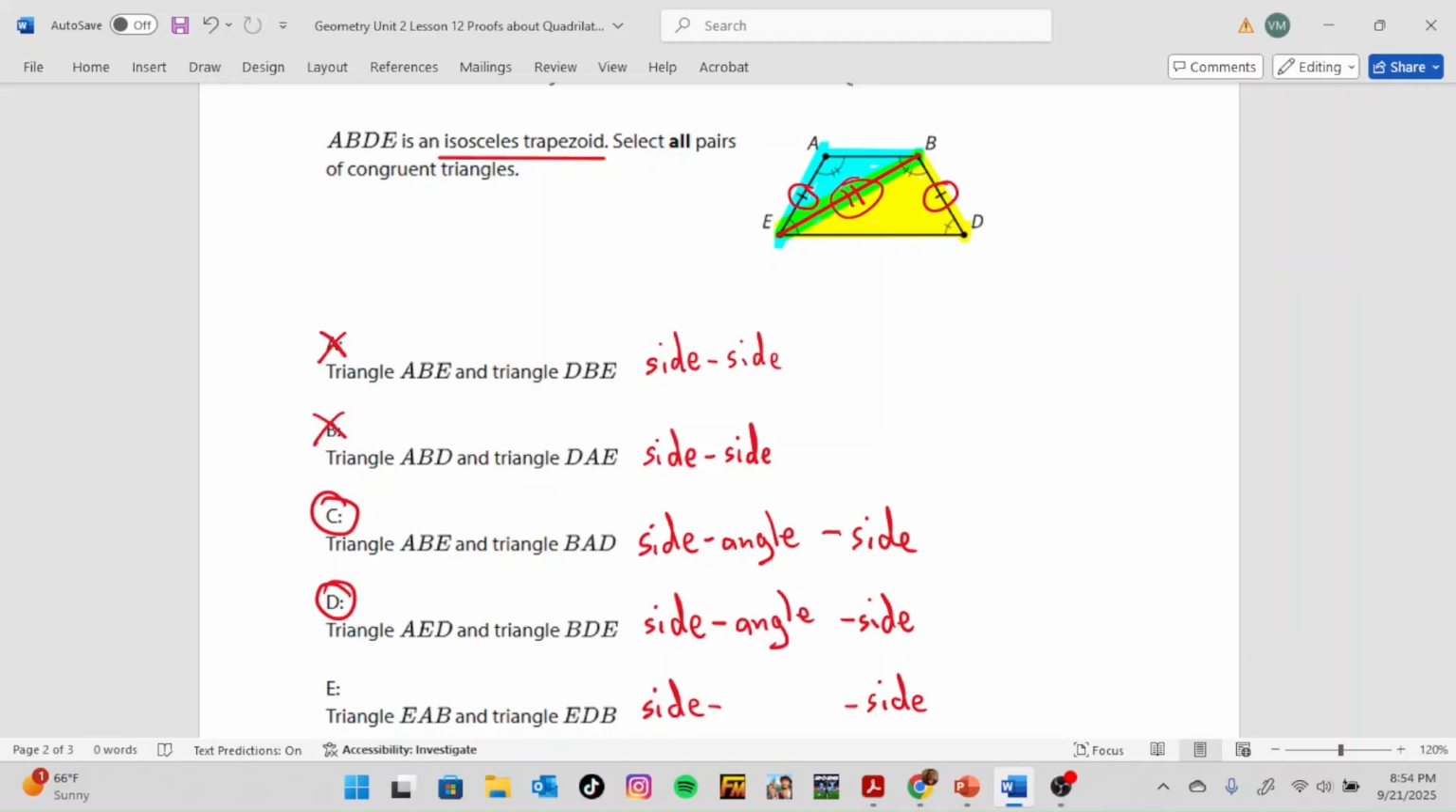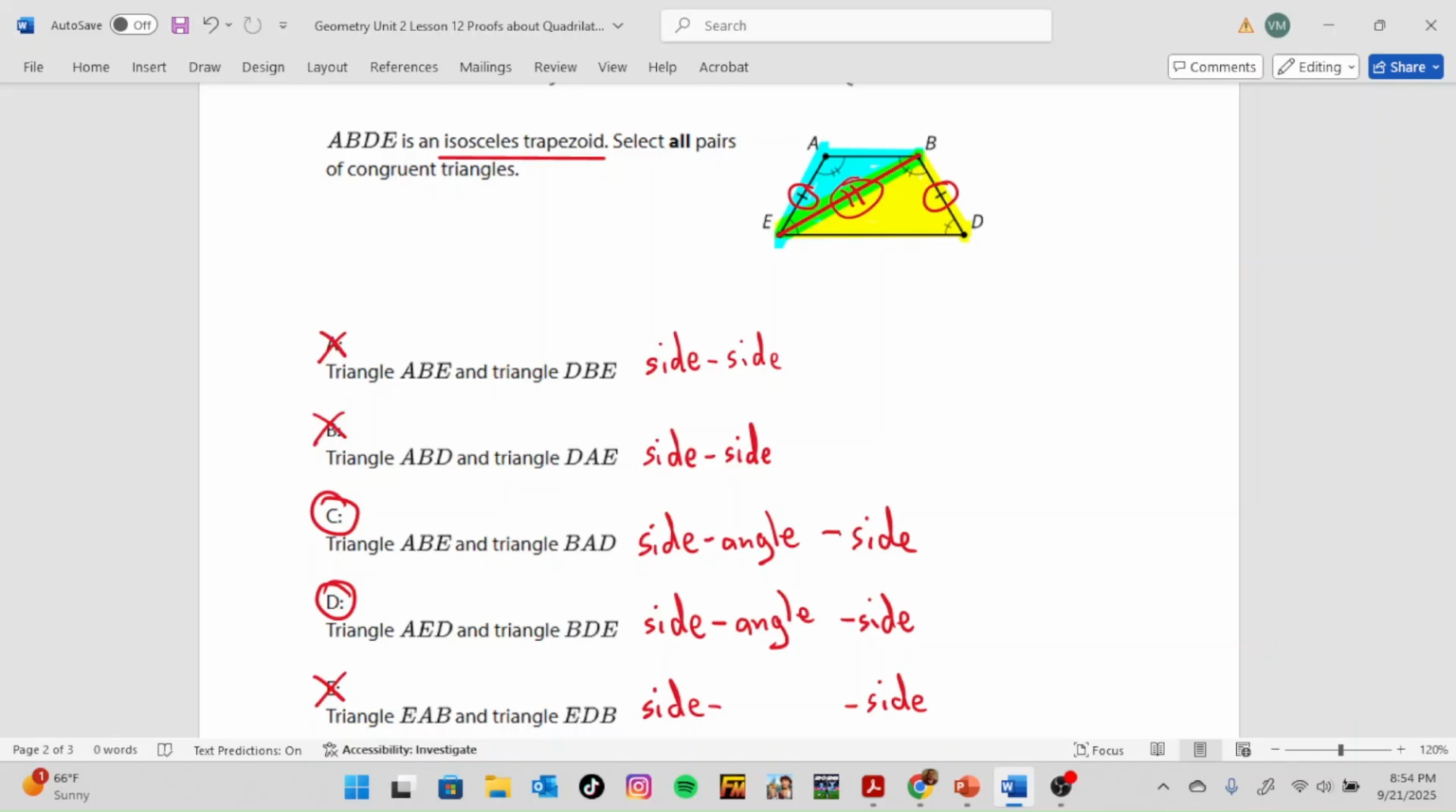However, angle AEB is not congruent to angle DBE. So we do not end up with side, side, side, or side, angle, side. So E does not form congruent triangles.